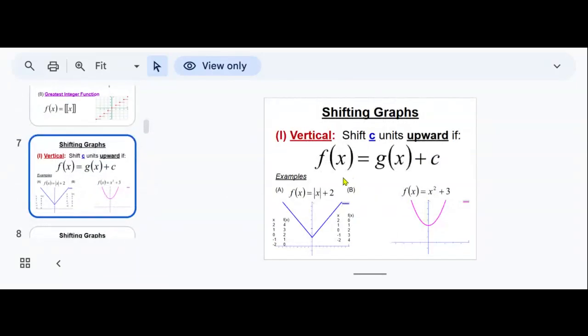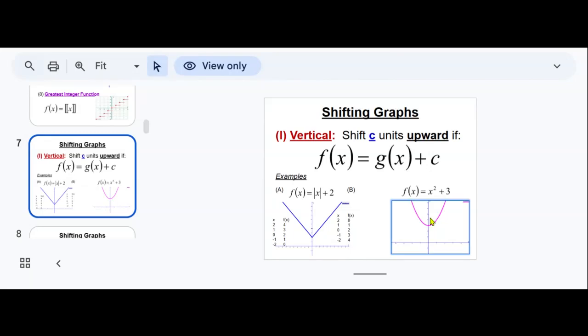So, for example, I want to shift some units upward. What should I do? +2. So I'm going to add a value, which is plus a constant. For example, I have absolute value of x. I want to shift it 2 units up, then you say +2. I want to shift it 2 units down, -2. I want to shift it up 5 units. I want to shift it down 10 units, -10. Left and right we will come to. Right now, up and down, okay?